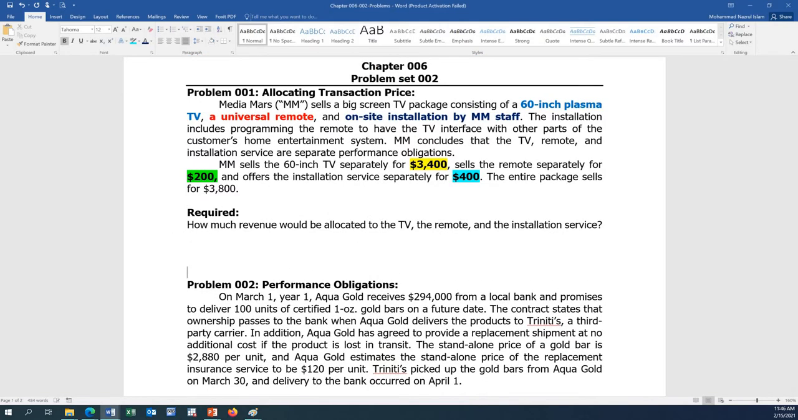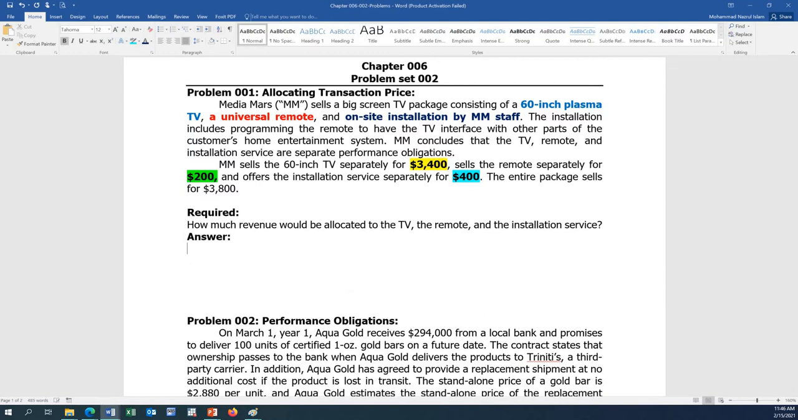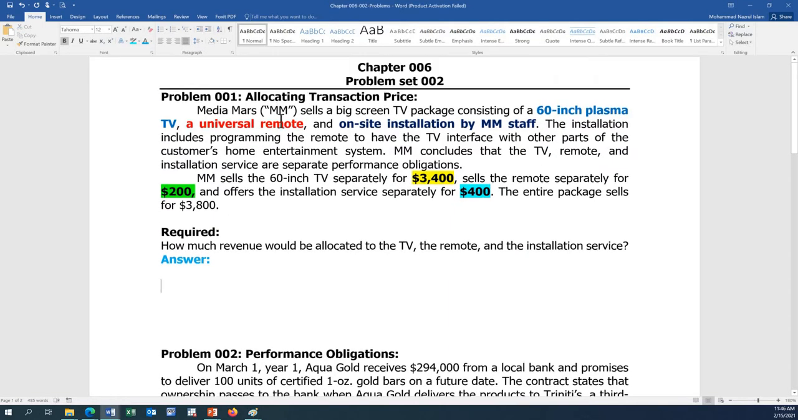So in this section, now I'm writing the answer. So let's have a different color. How about this one? Okay, this one is better. So let's read the problem first.